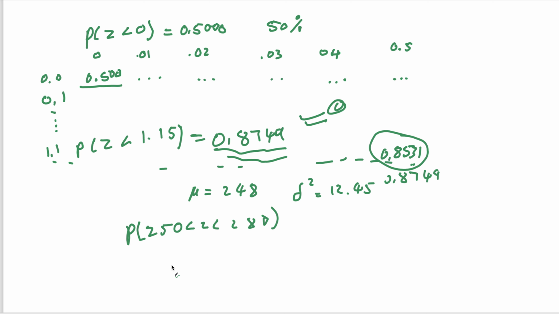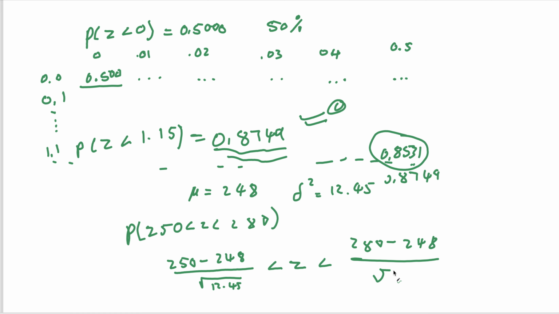So you can either do it here and just say it is 250 minus your mean, which is 248, divided by the square root of 12.45, and then this is less than Z, less than the same thing but with 280 minus 248 divided by the square root of 12.45. So if you work out this thing, let me just try to work it out.